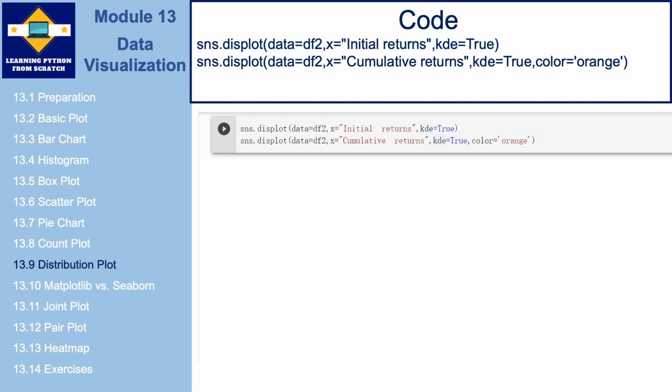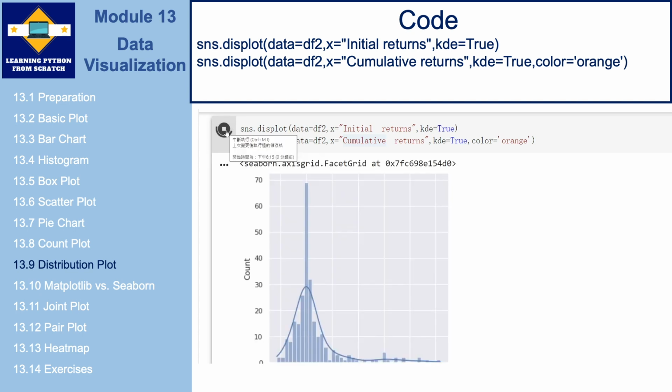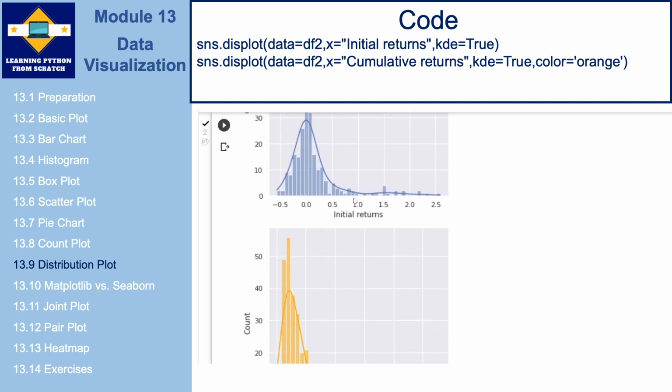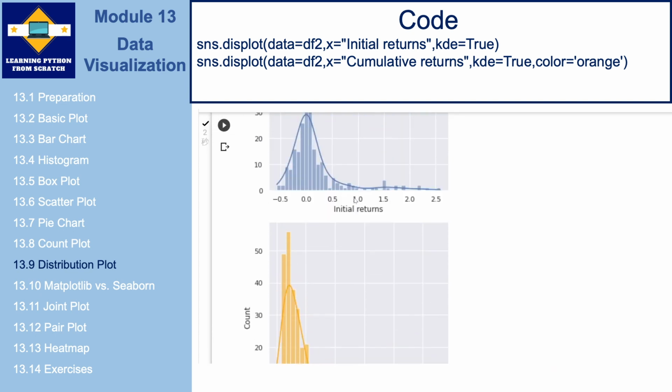If we want to plot two histograms in separate figures, we should use this plot method since this method is a figure level method, meaning that a new figure will be generated every time we call this method. Now you should be able to see that we got the initial returns and cumulative returns plots.